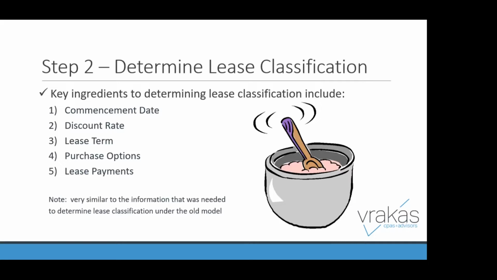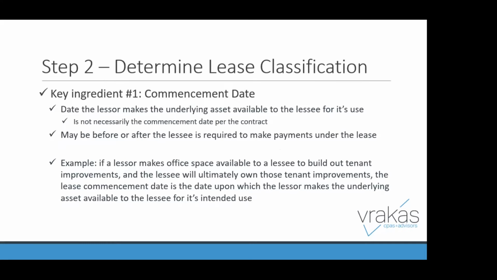Step 2, once you know that you have a lease, is determining the lease classification, whether it's finance or operating. And there's some key ingredients here that we're going to use to determine the lease classification. We'll talk through each of these. Just kind of want to make an overall note that these terms or these key ingredients are very similar to the information that we would have used under the previous model to determine if we had a capital or operating lease. So a lot of this should be pretty familiar.